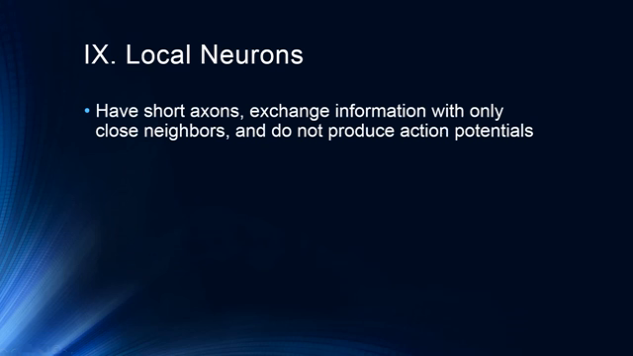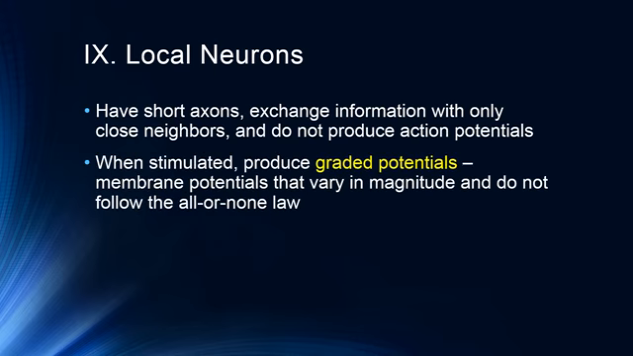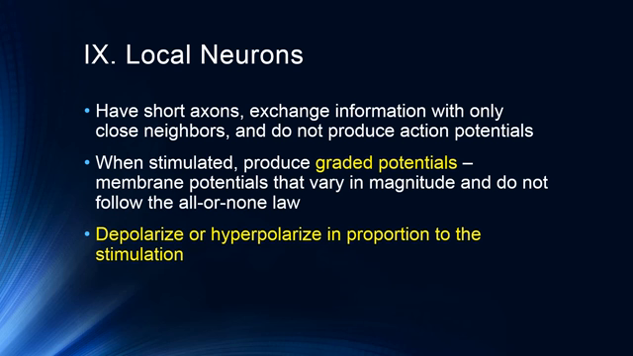Final note in this quick introduction to the action potential: there are local neurons which have very short axons, which exchange information with only close neighbors and do not actually produce action potentials. When stimulated, they produce graded potentials that vary in magnitude and do not follow the all-or-none law. They will either depolarize or hyperpolarize in proportion to the stimulation. These are interneurons contained in local places, not primary motor or sensory neurons, and so they follow a slightly different process.